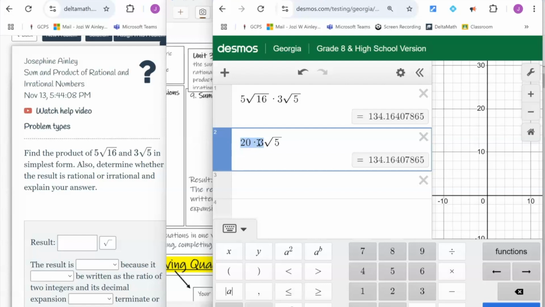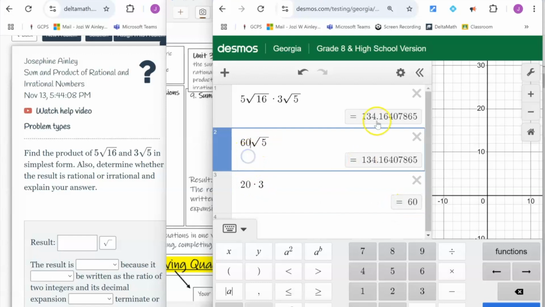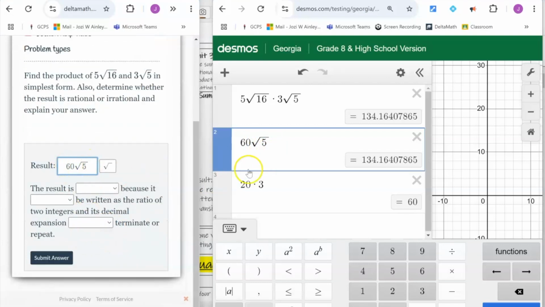So 20 times 3, those get multiplied together. And again, if you don't know multiplication facts, you can put it right in the calculator. That's going to be 60. So multiply the outside numbers together, and then multiply the radicals together. This one already simplified, so there is nothing to multiply. Can I simplify 5 anymore? No, I can't. So this is it. This is all there is to this question. So I will do another one again. Now that I've gotten this answer, it's 134.1 and so on.